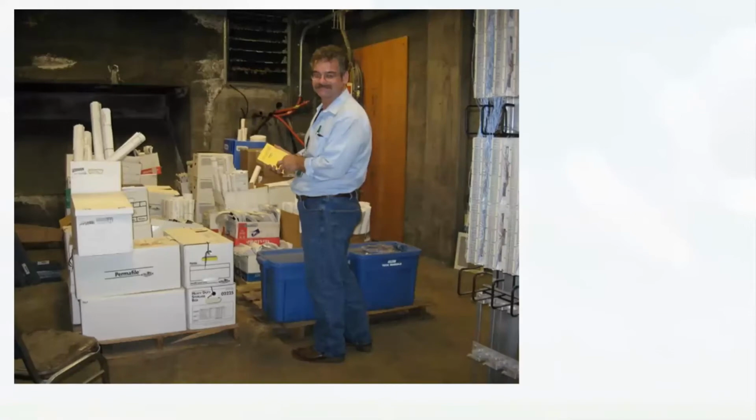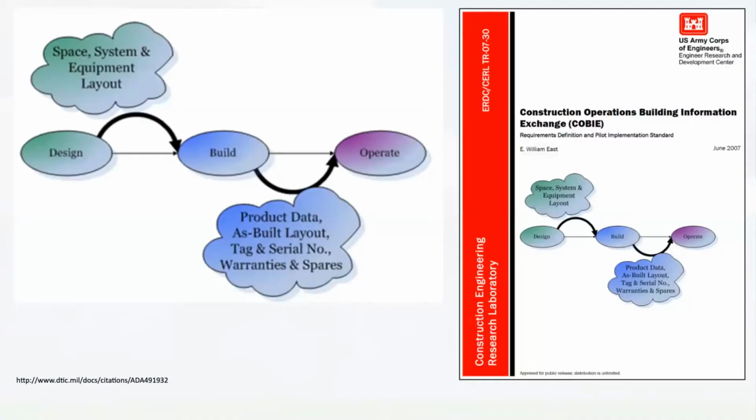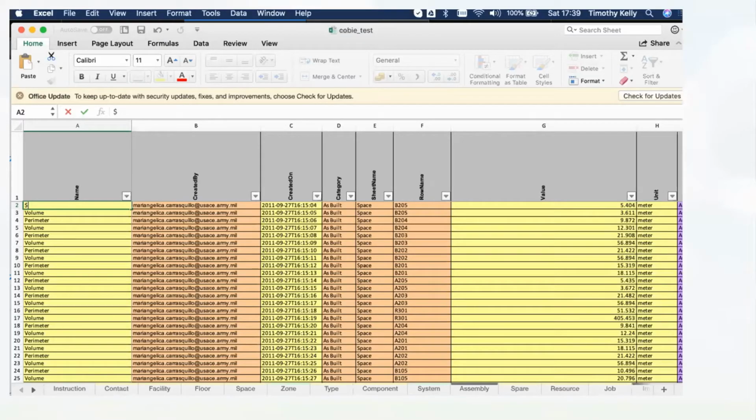Before the COBie standard existed, the handover information, all the operational information to operate a building, was paper based in an analog format and was handed over to facility managers at the end of a construction project. The COBie standard was designed to allow contractors to produce this documentation in a digital format and hand that over to facility managers. It's typically an Excel spreadsheet.